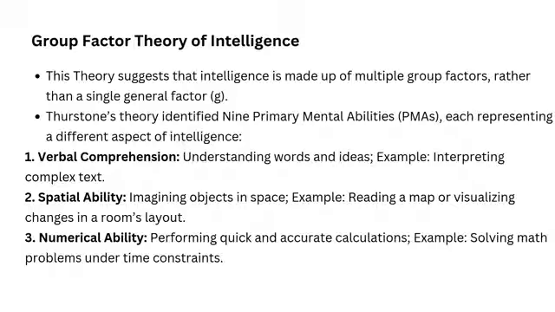Now, Thurstone identified 9 distinct mental abilities, each representing a different aspect of intelligence. The first one is verbal comprehension. This is the ability to understand and work with verbal concepts, words, and ideas. For example, a person strong in verbal reasoning would excel at writing essays or understanding complex reading material.